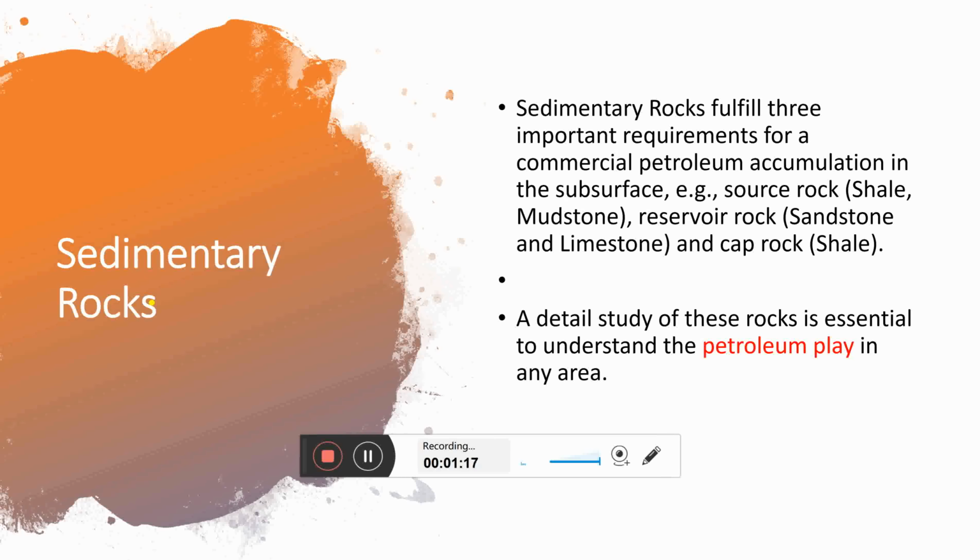A detailed study of these rocks is essential to understand the petroleum play in any area. Petroleum play, at this stage, I will just explain like that. If all the components for petroleum accumulation, migration, and trapping exist in some area, we can say petroleum play is present there.